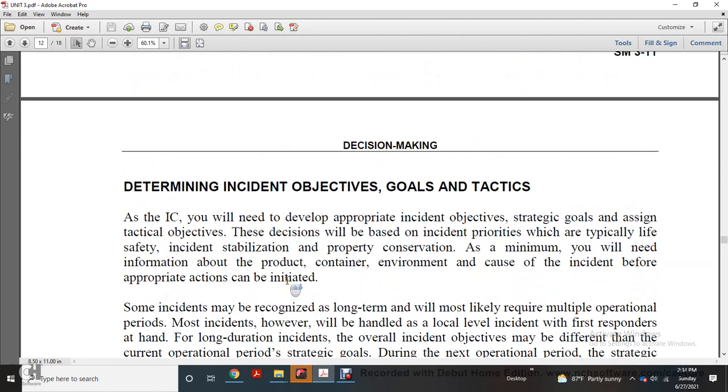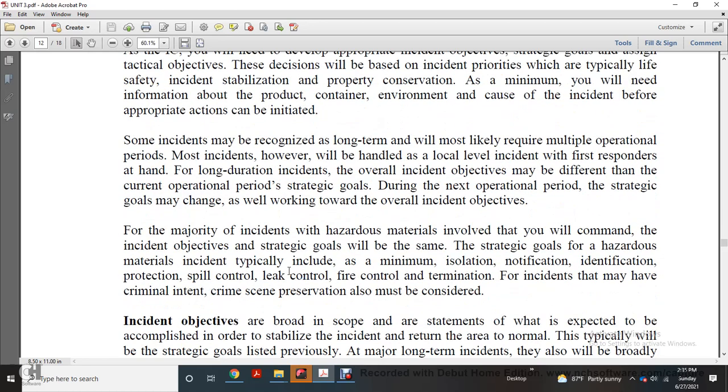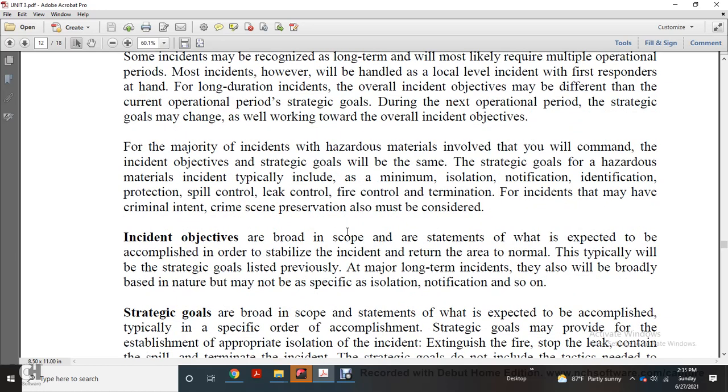As incident command, you will need to develop an appropriate incident objective with a strategic goal and tactical objectives. The decision will be made for the incident priorities, typically life safety, incident stabilization, and property conservation. At minimum, you will need the information on product, container, and environment to call for the incident before the appropriate actions can be initiated. Some incidents may be recognized as long term, most likely spanning multiple operational periods. However, the local event level incident handled by the first responder may be of long duration. So the overall incident objective may be different than the current operational period's strategic goal. During the next operational period, the strategic goals may change while working toward the overall incident objectives.